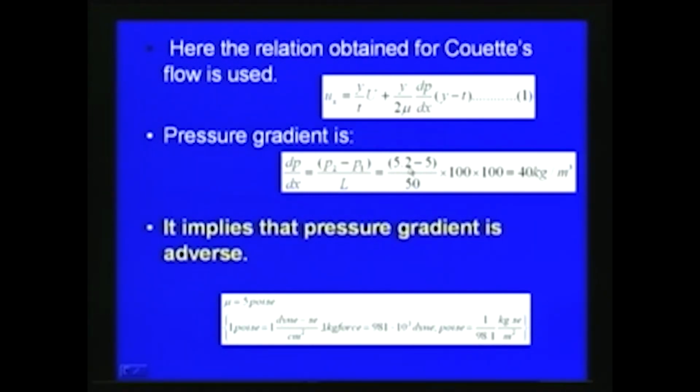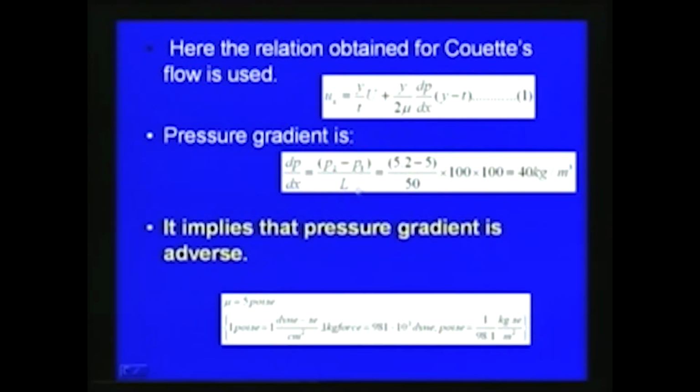And then for this particular problem the pressure gradient is given, as pressures are given at 2 points between the plates. So, with respect to this we can find out dp by dx. We can take the difference between the pressures, and the distance is also given. So, we get the pressure gradient dp by dx is equal to (P2 minus P1) by L. Here 5.2 minus 5 by the distance 50, and then the units are converted to meter. So, we get dp by dx is equal to 40 kilogram per meter cube.